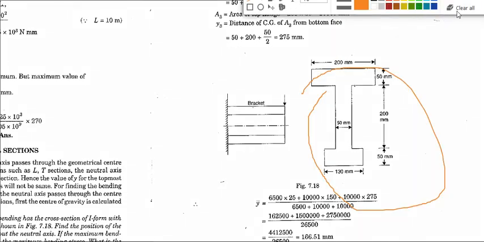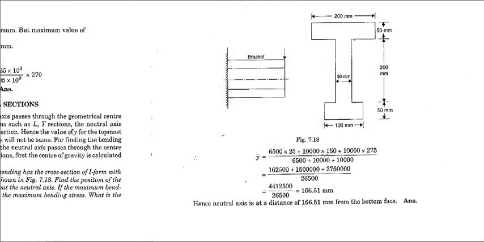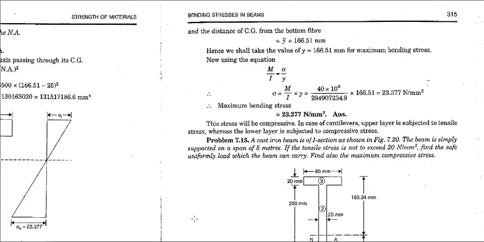If you know all these unknown quantities, then you will get the value of y bar, that is the CG of this I section from the bottom. Similarly, if you subtract this from the whole height, then you will get the CG from the top surface.